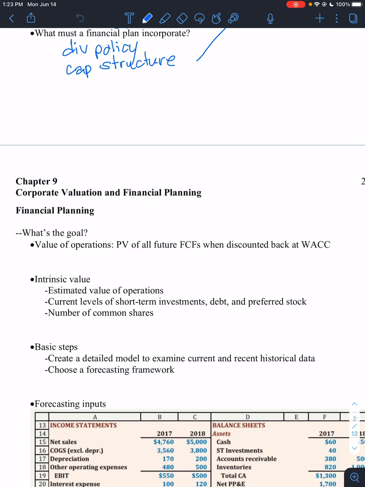Where we take the estimated value of our operations in the future, we take the basic structure of our capital structure, right? How we raise funds. So it says our short-term investments, our debt, and our preferred stock. Probably should also say common stock there too. Probably just a typo. And then we apply that to our number of common shares. And that should lead us to oops, I didn't plug in my pen.